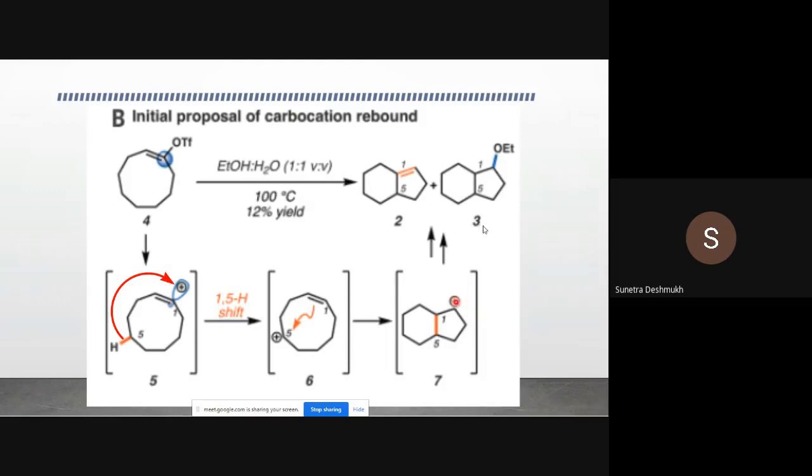Positively charged carbon atom to get this type of product. Okay, so this is one more very good example of the transannular hydride shift, the 1,5 hydride shift, and in this way you have to think for the different reactions.